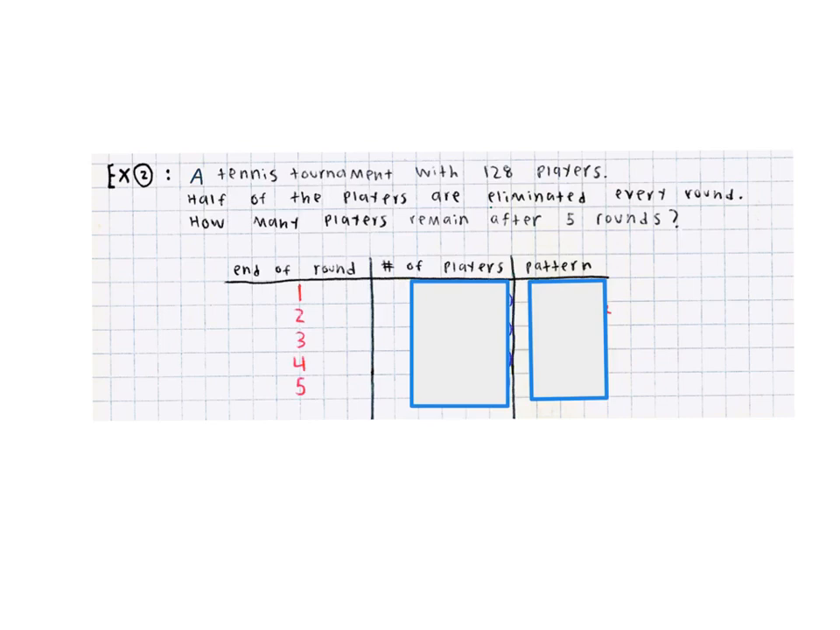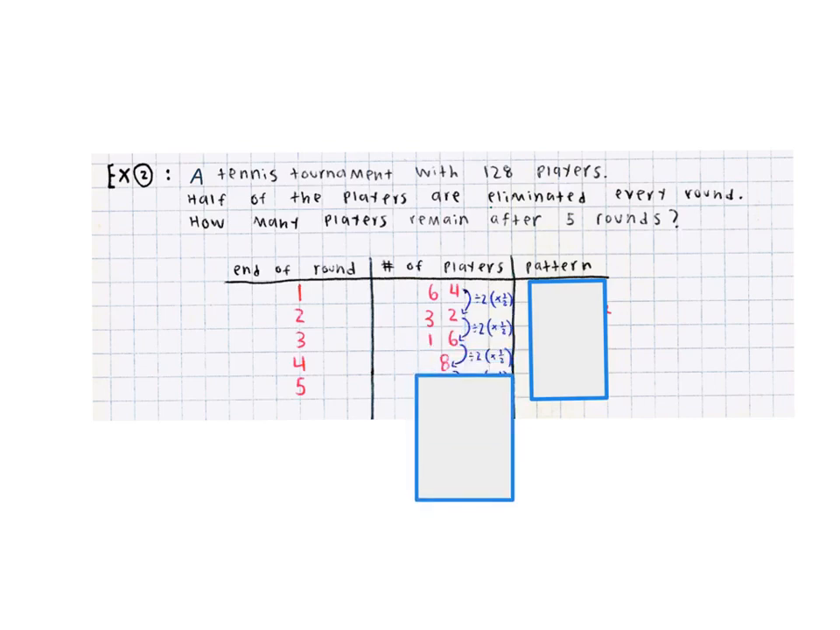Okay, so you start with 128, and after the first round, you lose half of the players. So you're going to end up with 64. Half of 128 is 64. Then people play again, and at the end of the second round, you're going to have half of 64, so that's 32. Half of that gives you 16, half of that gives you 8. So by the end of round 5, you're going to end up with 4 players.